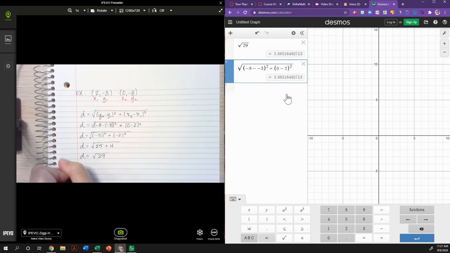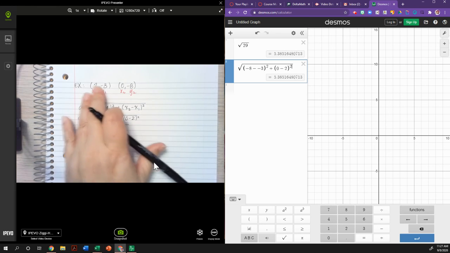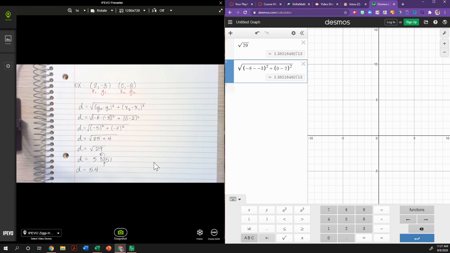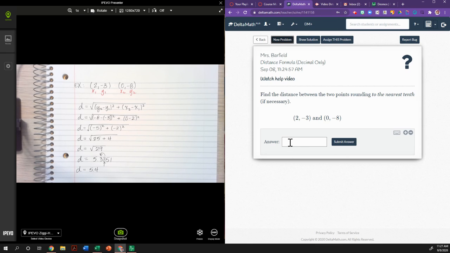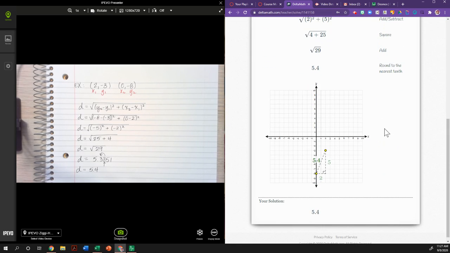So now d equals the square root of 29. Well, that is 5.3851. I look at that 8, and that 8 tells me the 3 becomes a 4. So d equals 5.4. So that is the distance between those 2 points. So let's bring back up Delta Math and type in our answer of 5.4. Submit. There we go.